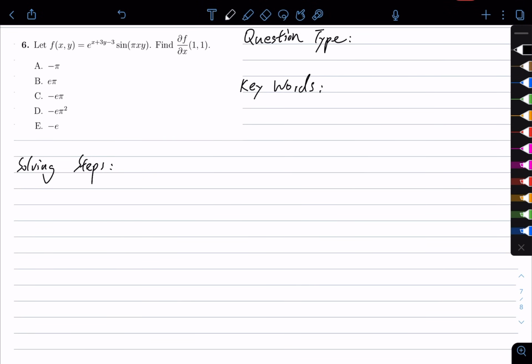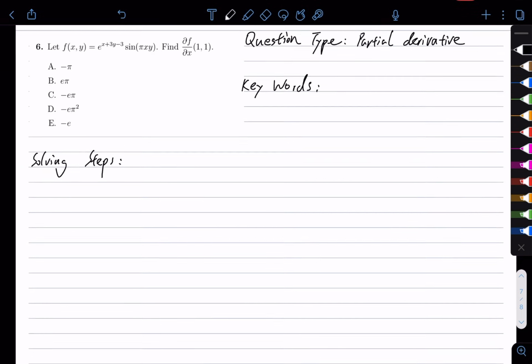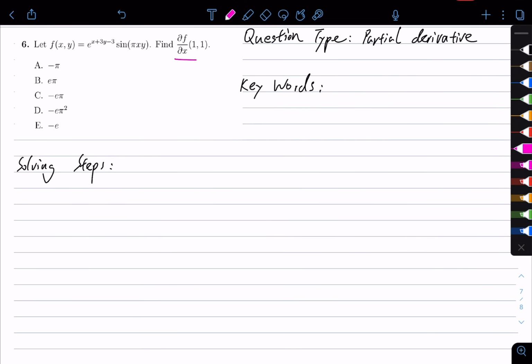Question number 6. Let the function be as such, and find the partial derivative with respect to x at (1, 1). This question is pretty straightforward. I think everybody can easily figure out this is just a partial derivatives problem. So the keyword is just symbols of partial derivatives.